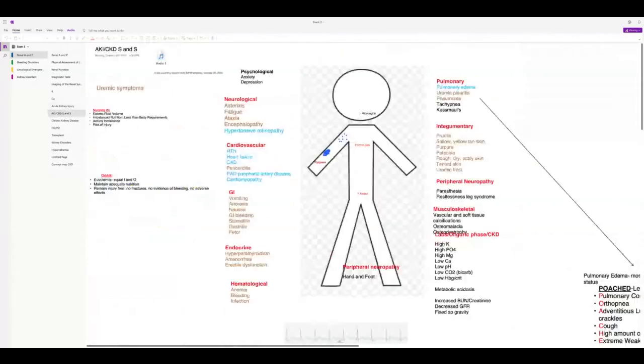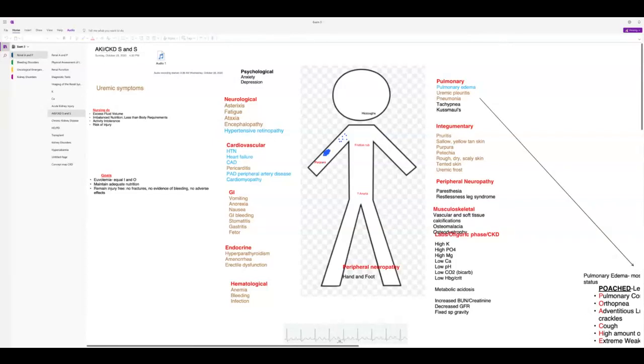Okay. Now, this is the oliguric phase of AKI and chronic kidney disease. So the brown colored words are signs and symptoms of uremia. Okay, so we're going to worry about fluid overload. One of our goals is euvolemia, which means equal I&O. Also, we don't want our patients to bleed out, so no evidence of bleeding is a great outcome for our patients. We want to maintain adequate nutrition, which is kind of difficult at times for patients with renal disease.